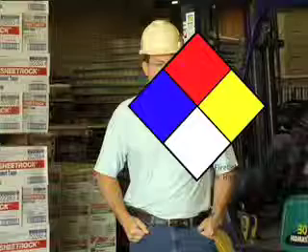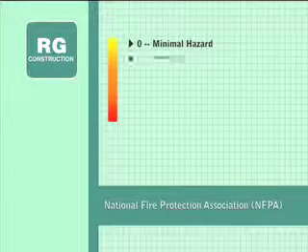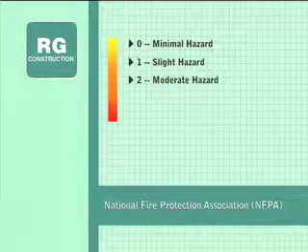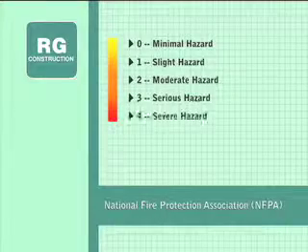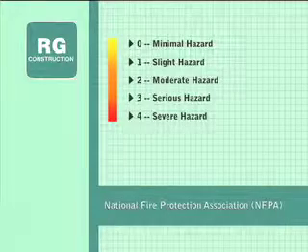The 3 colored sections of the diamond each contain a number in them, from 0 to 4. Again, this is to indicate the severity of the hazard, with 0 representing a minimal hazard and 4 being a very severe hazard. Being familiar with these labeling systems is important so that when you're faced with an unknown material, you can determine if a potential hazard exists.